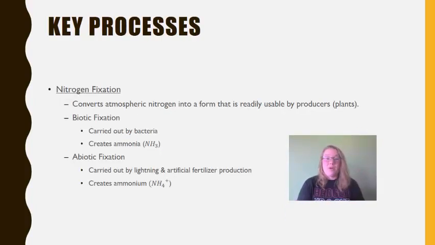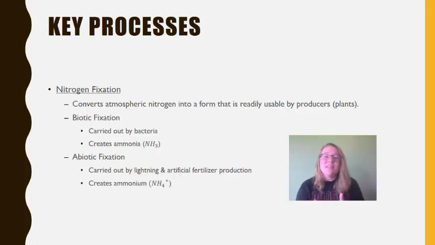There are many key processes to the nitrogen cycle, but there's only one that you really need to know, and that is nitrogen fixation. Nitrogen fixation is the process that converts atmospheric nitrogen into a form that can actually be used by producers, which would be plants. Nitrogen fixation can be done in a biotic or an abiotic process. The biotic process is done by bacteria, and it converts that N2 gas into NH3, which is ammonia.